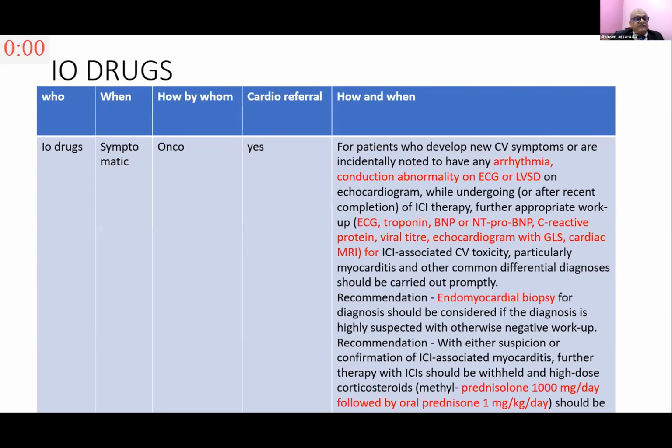So the other new thing which is now happening is the immune oncology drugs like Pembro, Nivo, etc. And when they become symptomatic, we need to involve the cardiologist because they can have conduction abnormalities, they can have myocarditis, and even endomyocardial biopsy, etc. And these markers are recommended. So you have to be careful for patients who are undergoing treatment with nivolumab and all these IO drugs like Pembro, etc. So it's an important area because it's emerging now. We need to be aware of this.